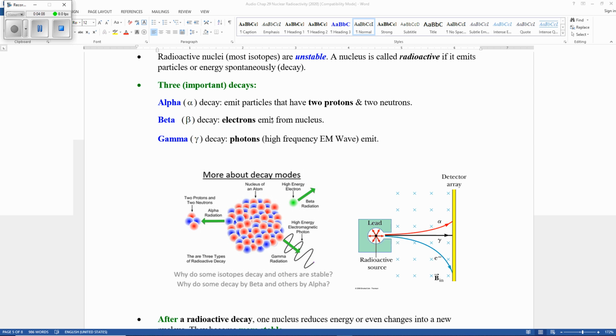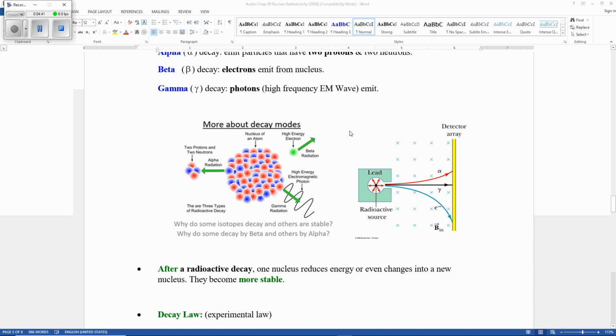So again, alpha decay emits alpha particles. Each particle has 2 protons and 2 neutrons. In beta decay, electrons are emitted, so 1 neutron changes to 1 proton. The last one is gamma decay. It gives off photons, or we can call them EM waves. Gamma rays have both particle nature and wave nature.